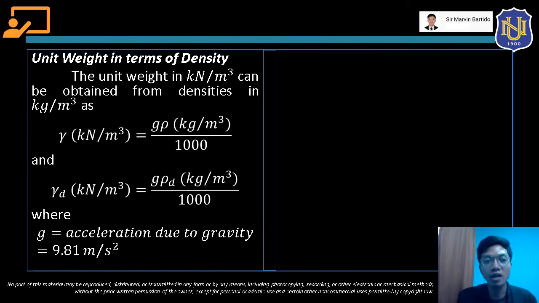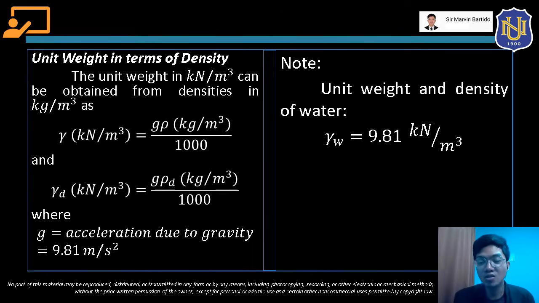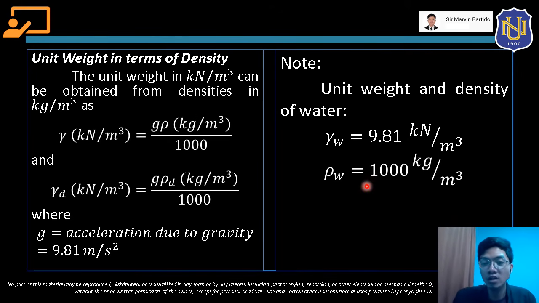Okay, so now take note, class, of these values, yung unit weight at saka density ng water, kasi constant ito. So yung unit weight, class, ng water or yung gamma sub W, magagamit natin yung notation na yan sa maraming mga formulas natin. Yan, class, ay unit weight ng water, equal sa 9.81 kilonewton per meter cube. And then yung density naman ng water ay denoted by rho sub W, equal sa 1,000 kilogram per meter cube.